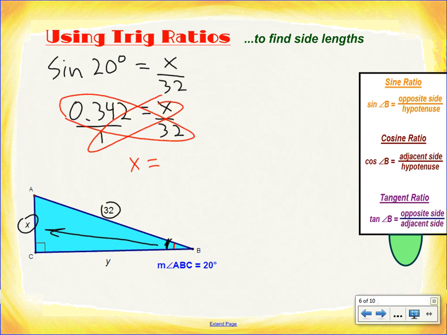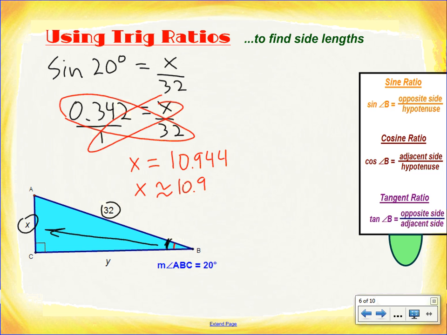Now, I don't know that off the top of my head. Maybe you do. If you do, impressive. I'm going to multiply by my calculator here. 0.342 times 32. And I get 10.944. Hopefully you got the same. Nearest tenth, we'll say 10.9. That's our value for x.